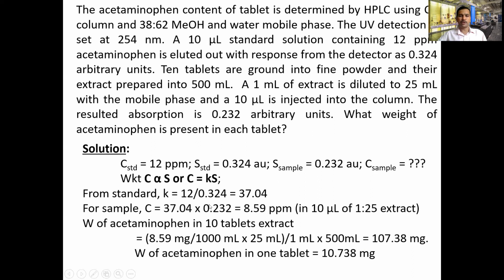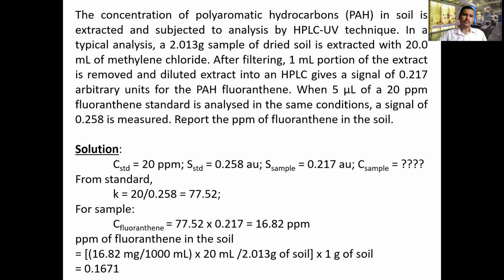This equation is very important for any instrumental technique, whether the signal may be current or voltage or area or number of theoretical plates or arbitrary absorbance units, whatever it is. C is proportional to the signal. So by using this expression, we can calculate the concentration of the analyte present in any sample. This is how we can solve these type of problems. I hope you have understood this. Let us go to the next one.